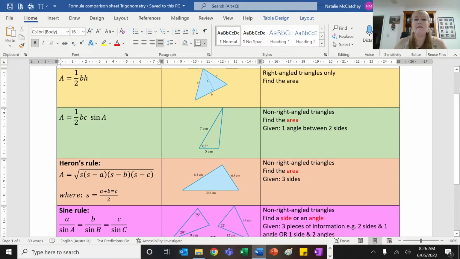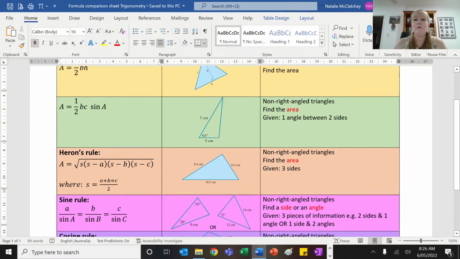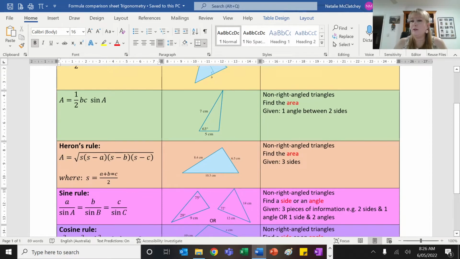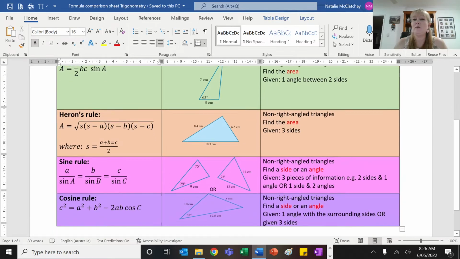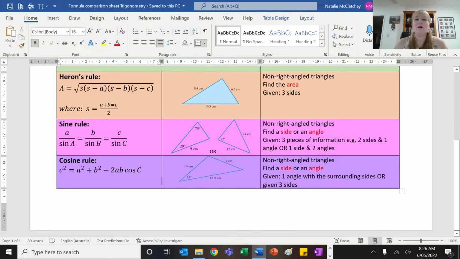So we've got that there for the other one, for our non-right angle triangles to find the area formula, and also Heron's rule to find our formula, and it's got the situation you would use that there. And then we've got our sine rule and our cosine rule for non-right angle triangles. When do you use which one?